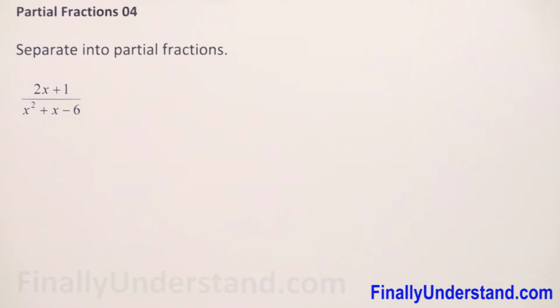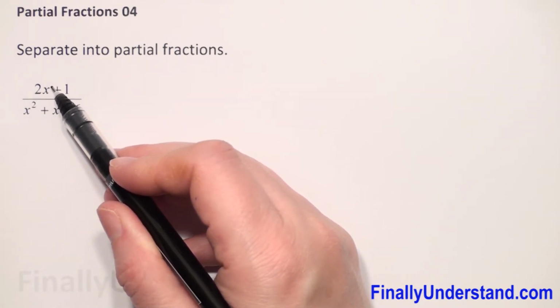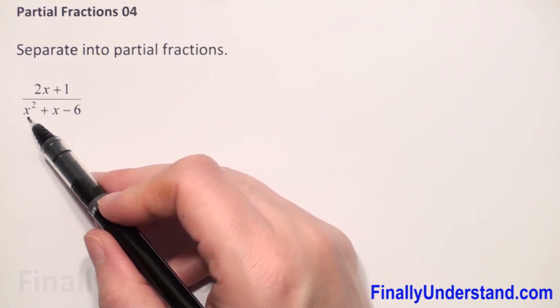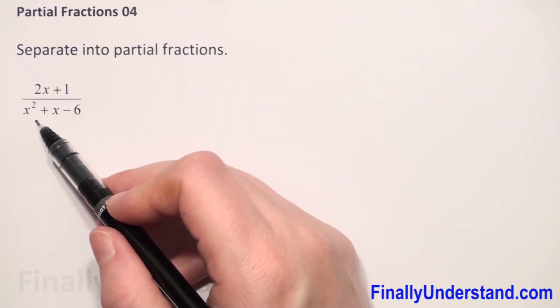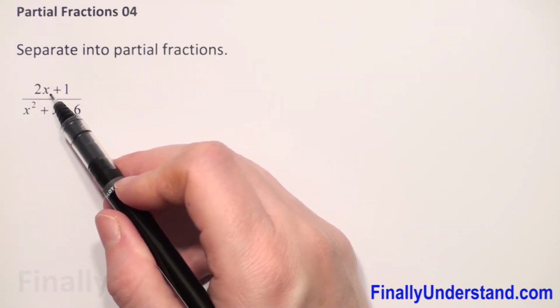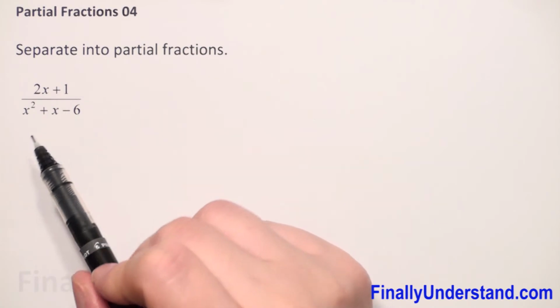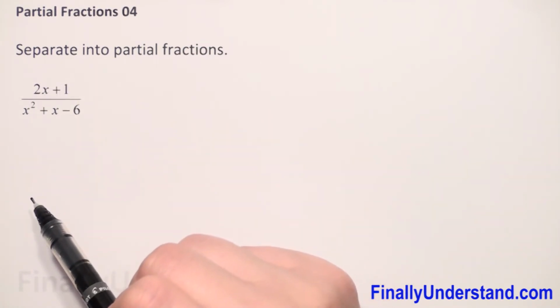In this example, we have in the numerator x in first power. Always when we don't have anything, there is an invisible 1. And in the denominator we have x squared. So the power of the numerator is less than the power of the denominator. Everything is okay. If you have a power of the numerator greater than the denominator, first you have to do long division. But in this example, everything is okay.